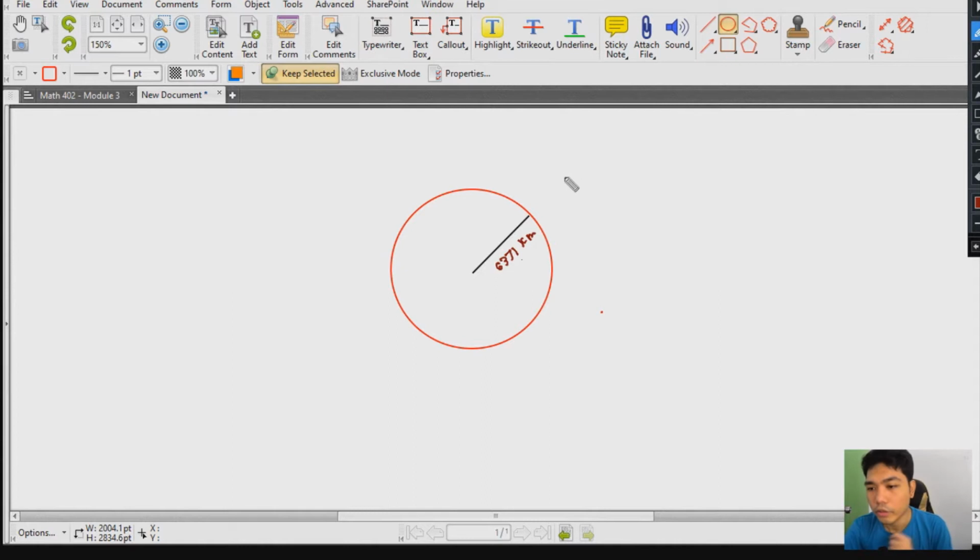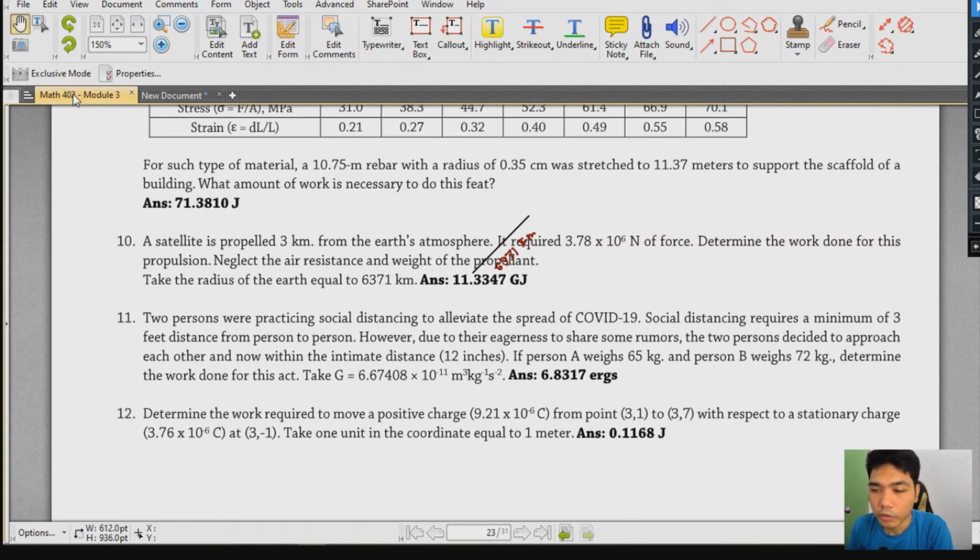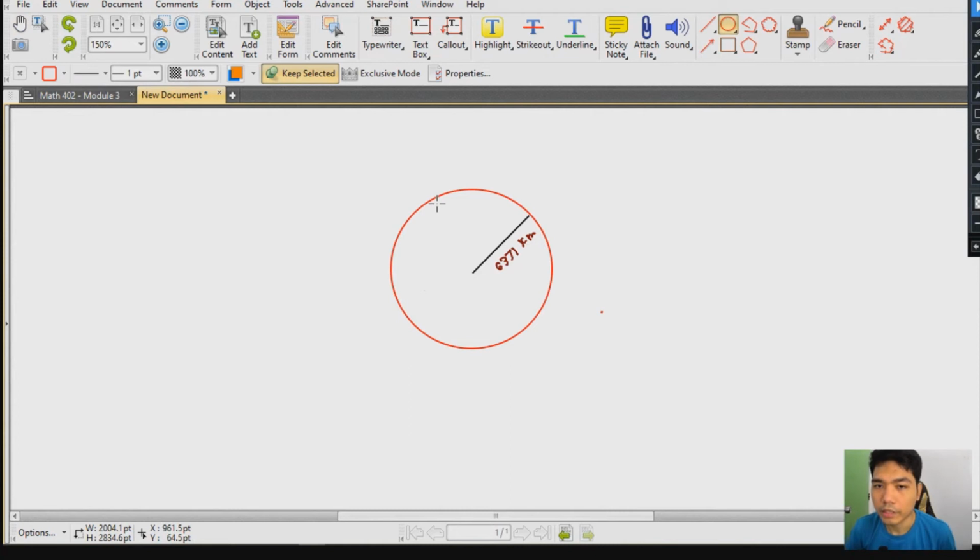Okay? And then you're propelled, it says here, you're propelled from the atmosphere. So let's consider that the atmosphere is not that far compared with 6371. We neglect that distance. So, that is 3 kilometers. Technically, from this point, you have 3 kilometers. So, you're propelled by 3 kilometers, though not to scale. So, this is it. This is you, the astronaut.